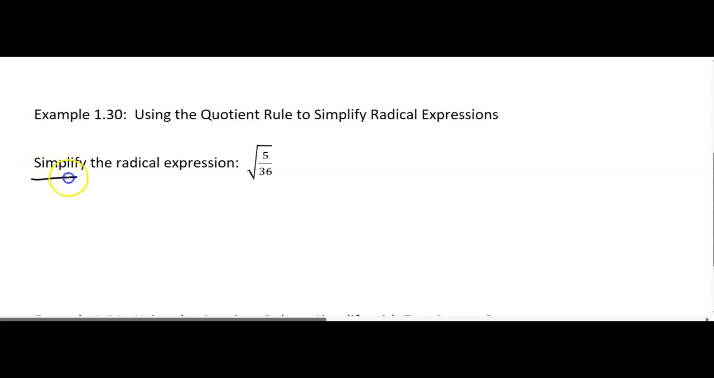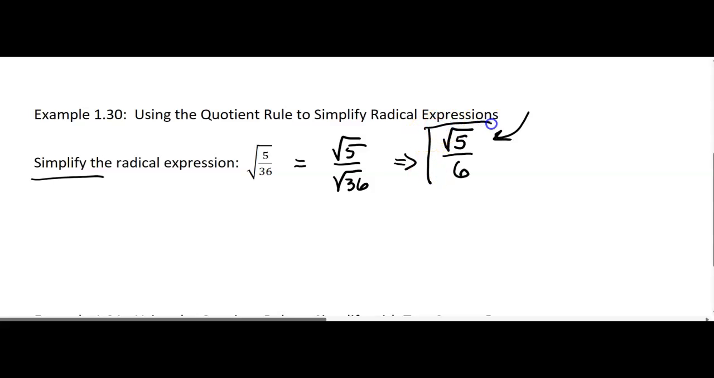So right here they want us to simplify this expression. I'm going to rewrite this as the square root of 5 over the square root of 36. But I know the square root of 36, so I'm going to say the square root of 5, which I don't know, I could get a decimal approximation on a calculator, over 6. Now, if you're worried, 5 doesn't simplify because 5 is prime, so you're done.